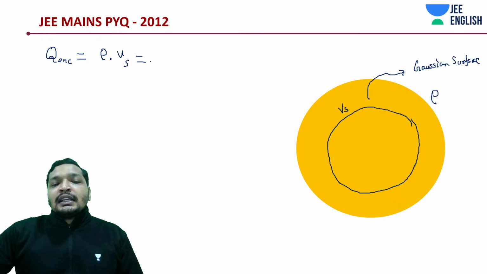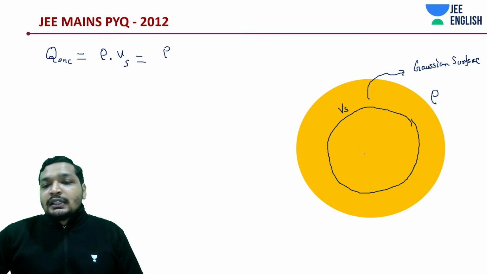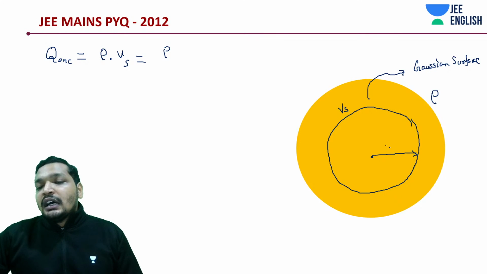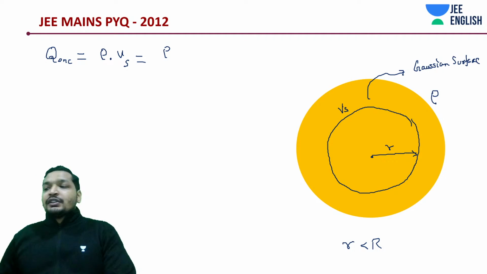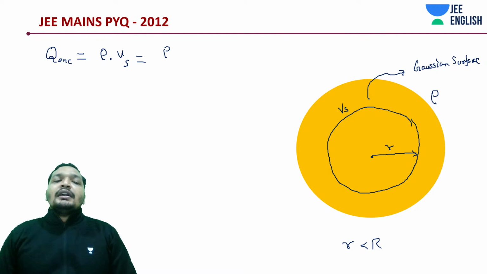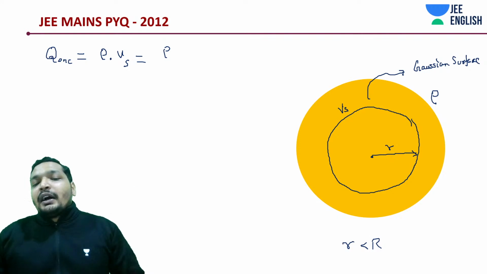And how much is that? Rho times 4 by 3. In this case, we are assessing at a distance r, as a function of r, where r is less than capital R. We are doing this for r less than R. For r greater than R, we know it's like a point charge. It should decrease non-linearly, with respect to 1 by r square.